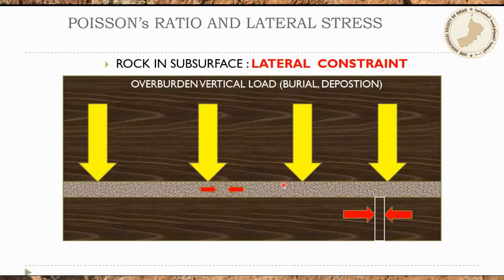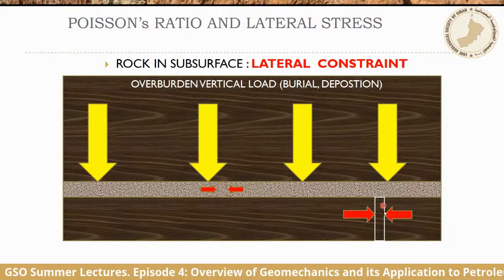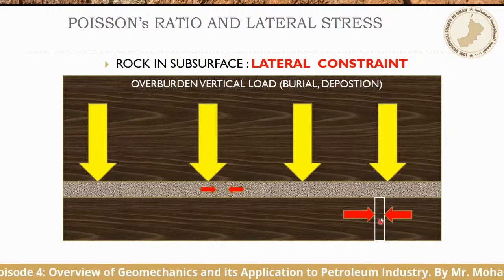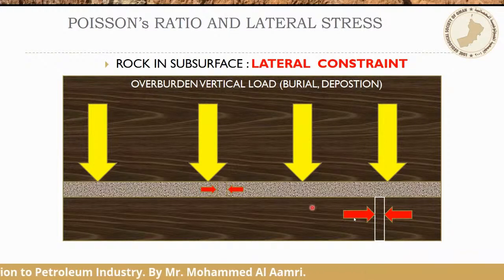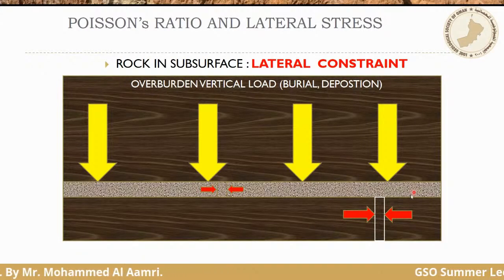However, we are not on the surface, we are in the subsurface. So for example, we have multiple layers: shale, sand, shale. And if we take only one sample from here, in situ, in the subsurface itself, what you see is that there is some kind of horizontal constraint. The rock cannot change on the horizontal side, only on the vertical side.